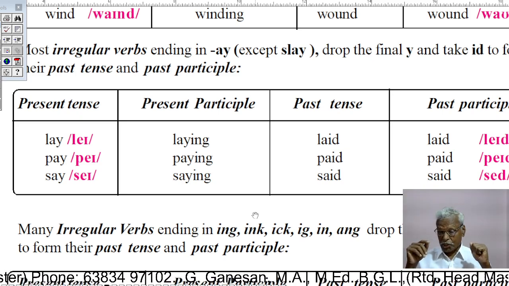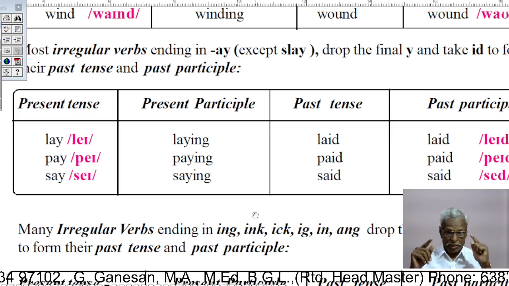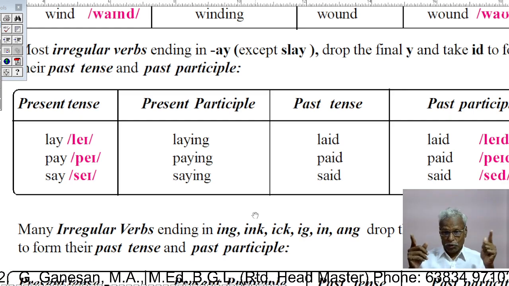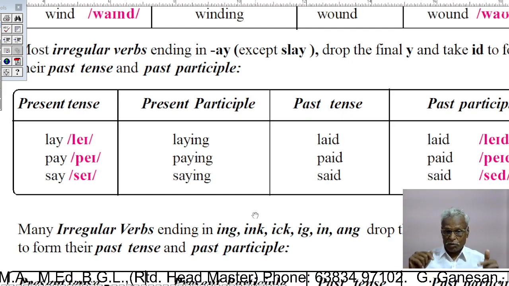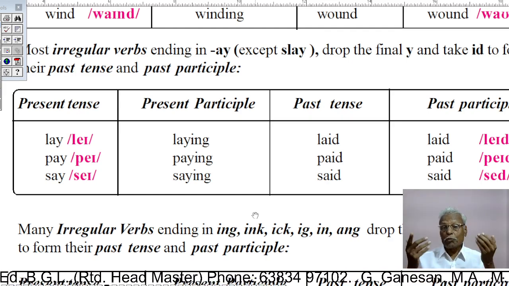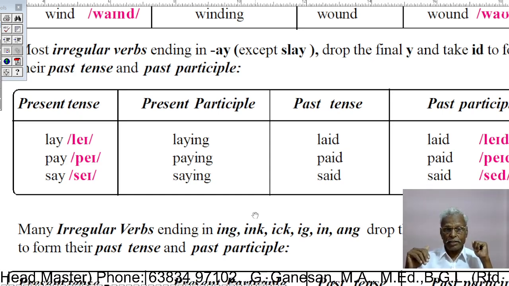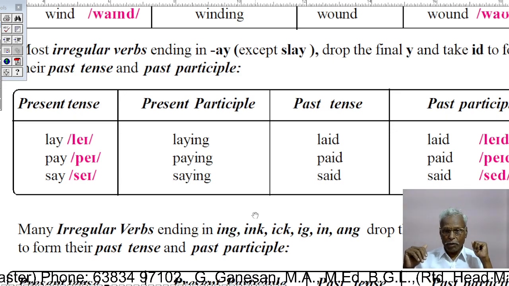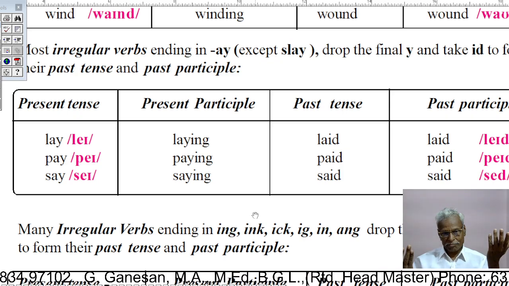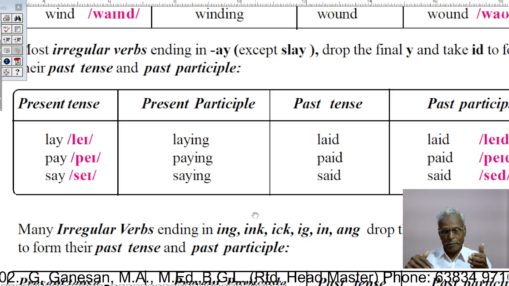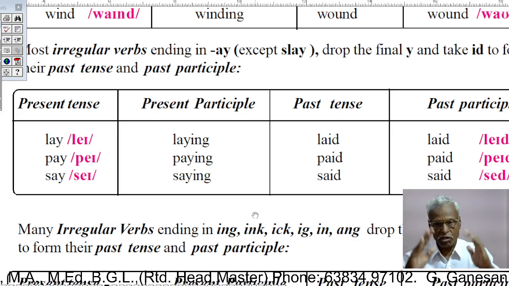But it differs in pronunciation. The English people say that when Y is removed and ID is added, all other verbs are pronounced as laid, paid. But this verb is pronounced in a peculiar way. It is pronounced as said. Laid, laid, paid, paid, said, said. Actually, we go on pronouncing it in our own way, but they say it should be pronounced as said.